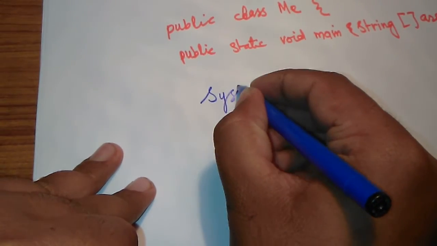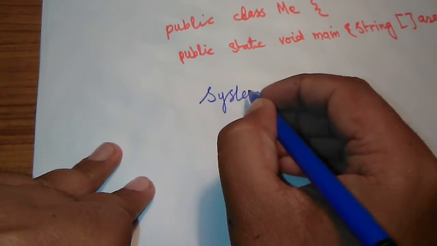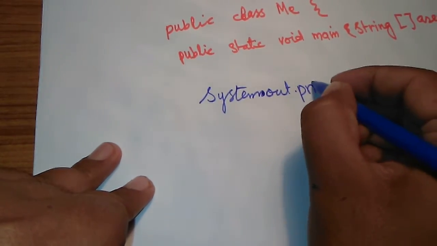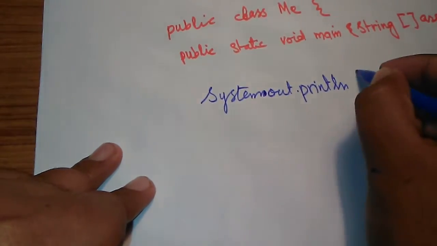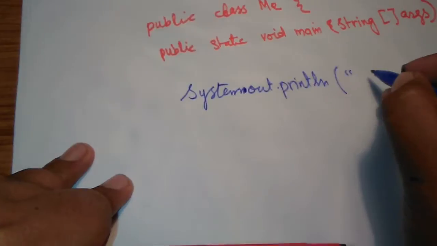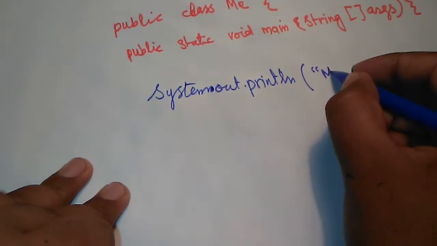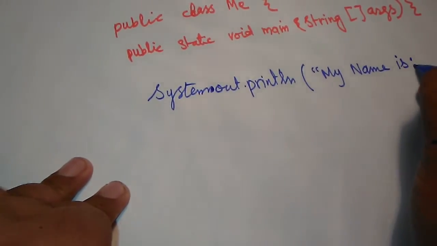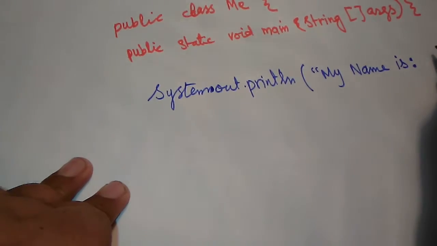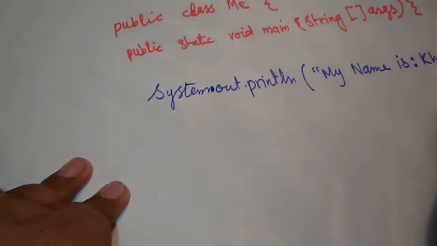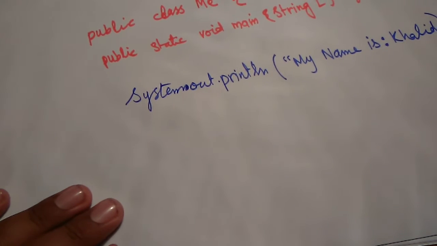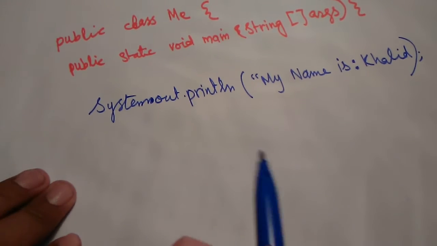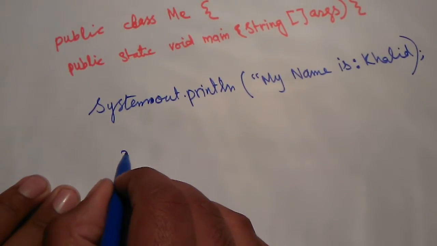System.out.println, in quotes I am going to write that my name is, and I'm going to write it here. You can see here I have completed my code. In the sense of the program, this program is completed.